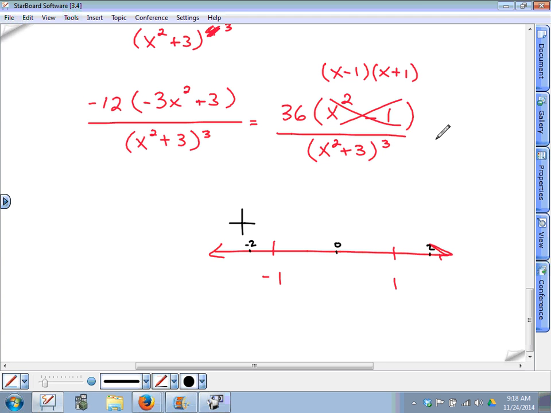Now when we're testing 0, we're going to get a positive on the denominator again, and a negative in the numerator. So that's a negative region.